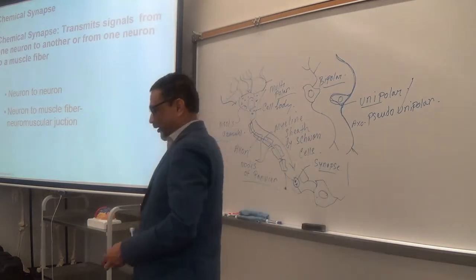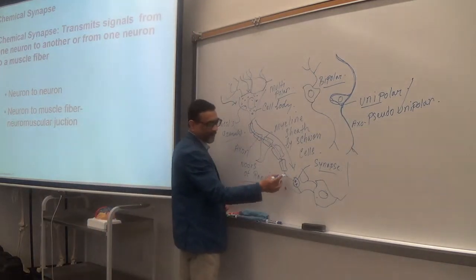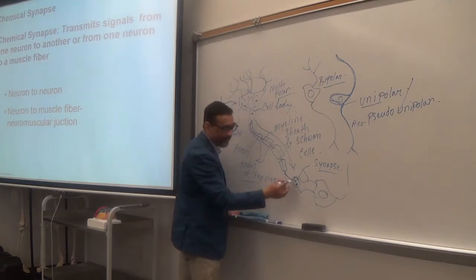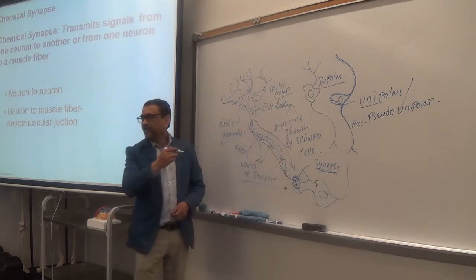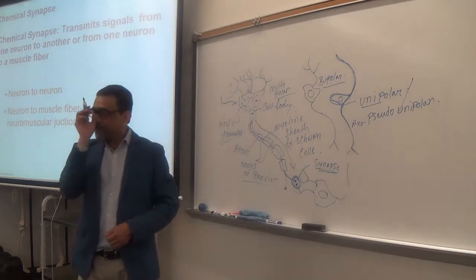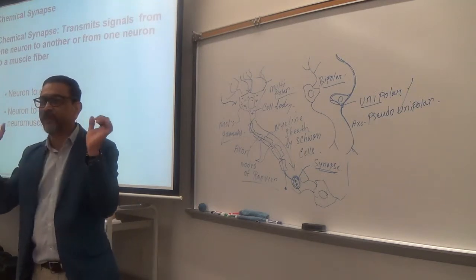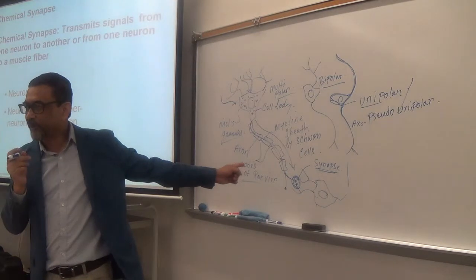Synapse. I have already shown you the synapse, right? Here, the axon terminal of the previous neuron and the dendrite of the next neuron, right? So this is a synapse. What type of synapse is that? Neuron to neuron. Make sense? One neuron to another neuron. So this is a neuron to neuron synapse.